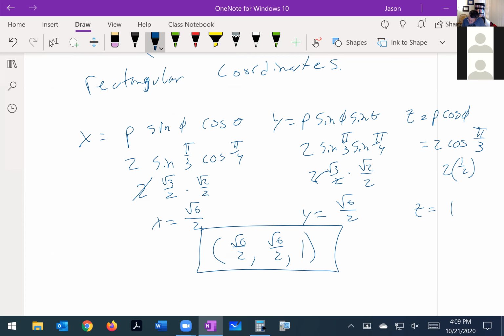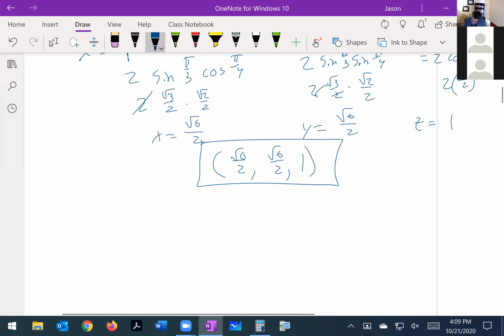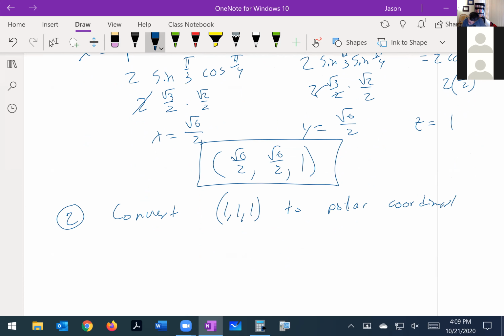Okay, let's use these to do what I was doing before, which let's do number 2 here. Let's convert 1, 1, 1 to polar coordinates. Let's see if I can do that. Convert 1, 1, 1 to polar coordinates.